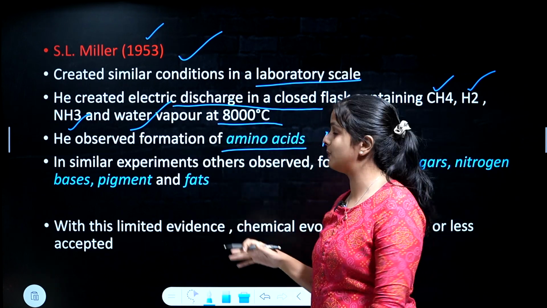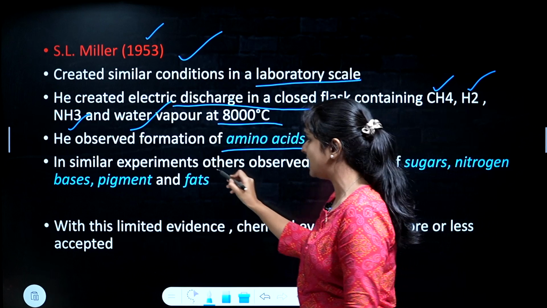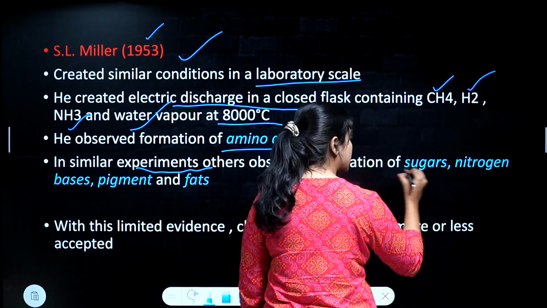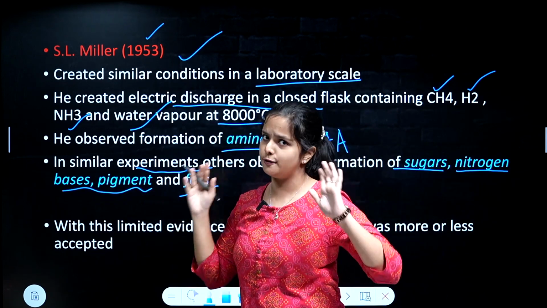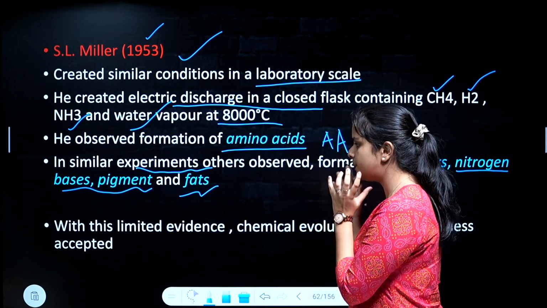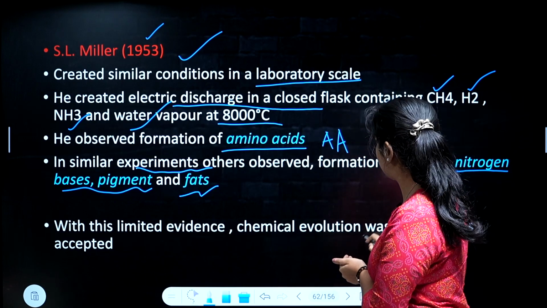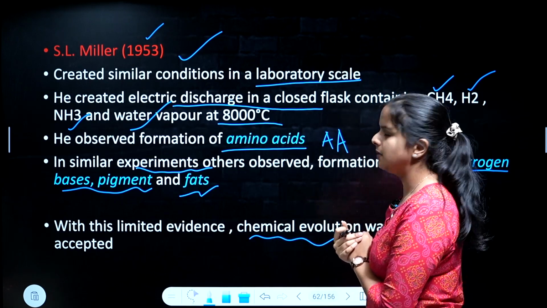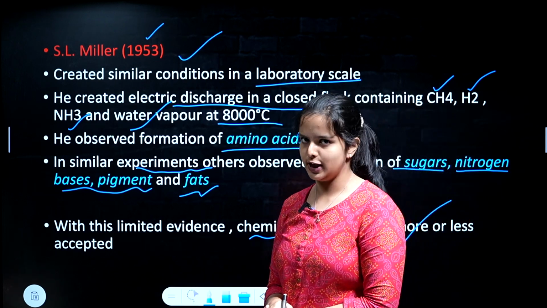After Stanley Miller's experiment, many other experiments were conducted by many other scientists all over the world, and they observed that in similar conditions, sugars, nitrogen bases, pigments and fats, which are all part of a living organism, were forming. So this could actually prove the theory of evolution. With this evidence, chemical evolution was completely accepted by the people of that time, and it is still the widely accepted and believed theory for how life originated on Earth.